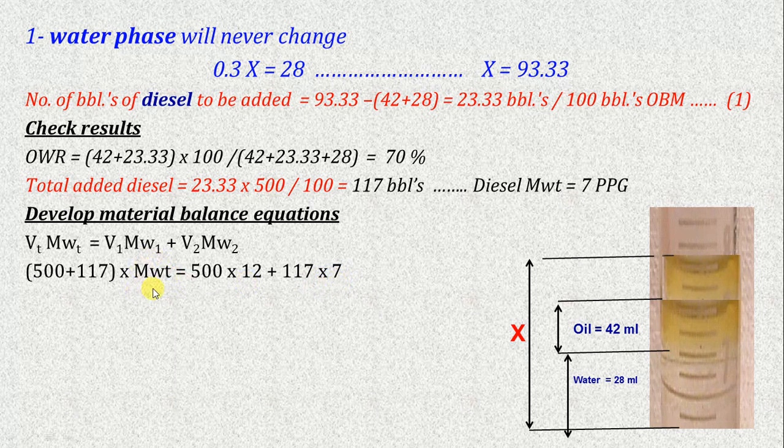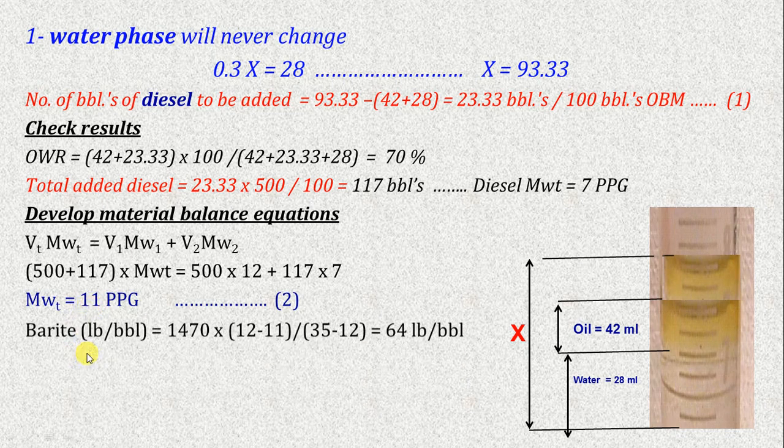So the mud weight total that we will reach equals 11 ppg. So now we have mud weight 11 ppg with a 70-30 oil water ratio. But we need it again, to control the well, to become 12 ppg. So we will add some barite.